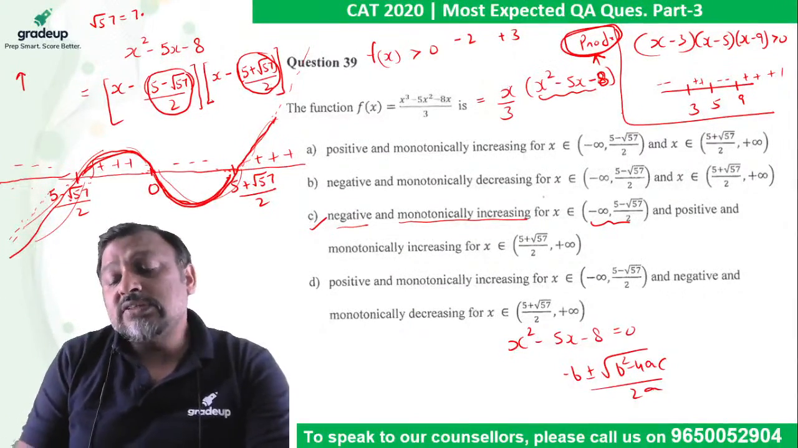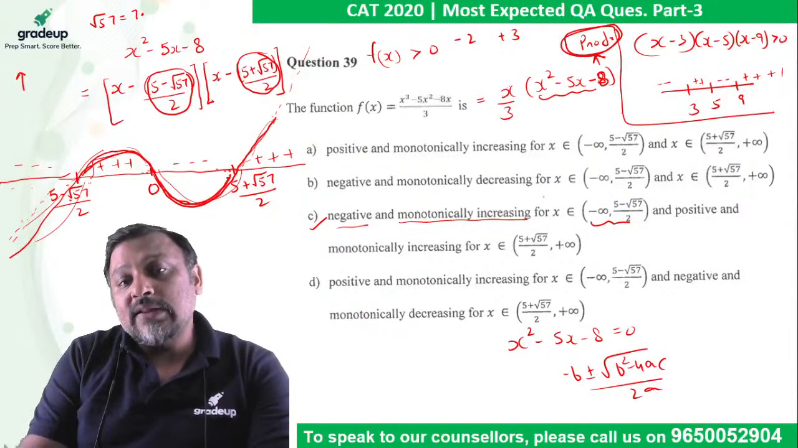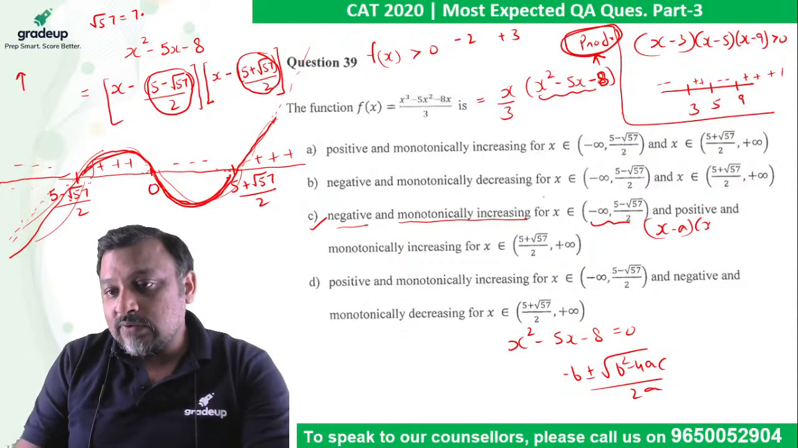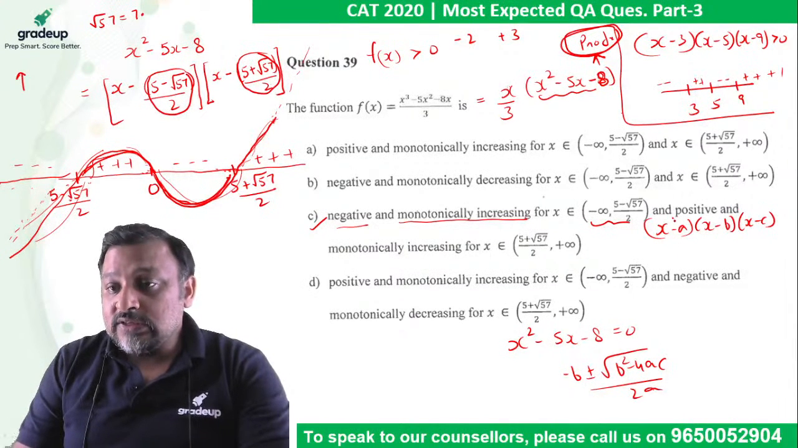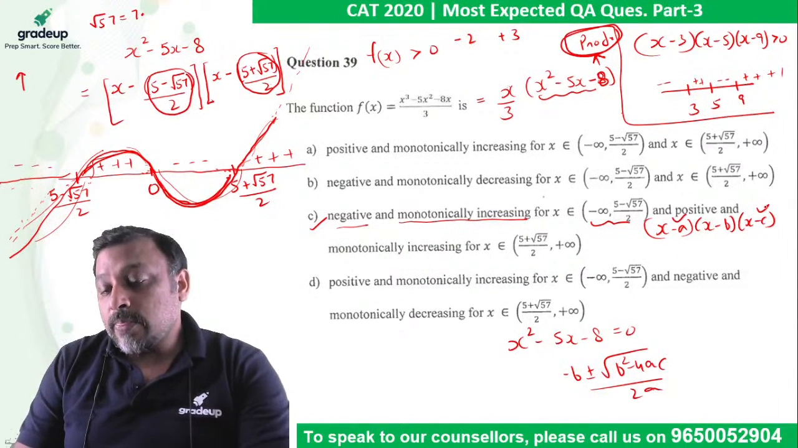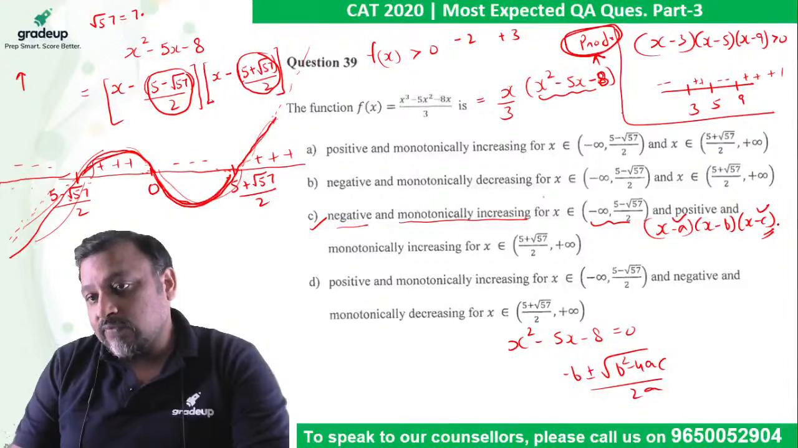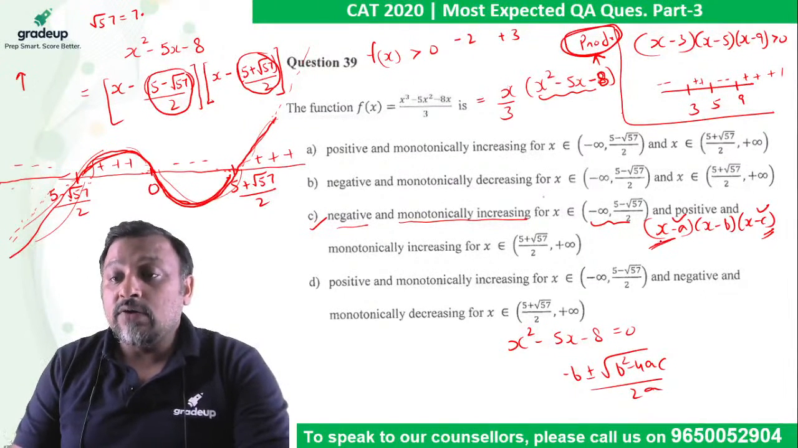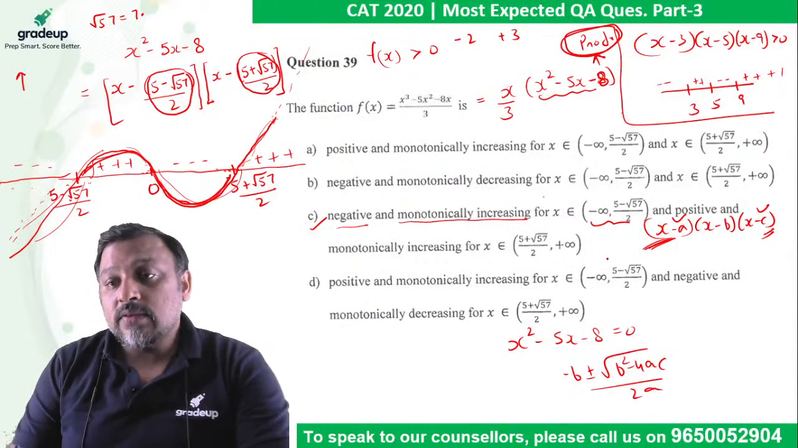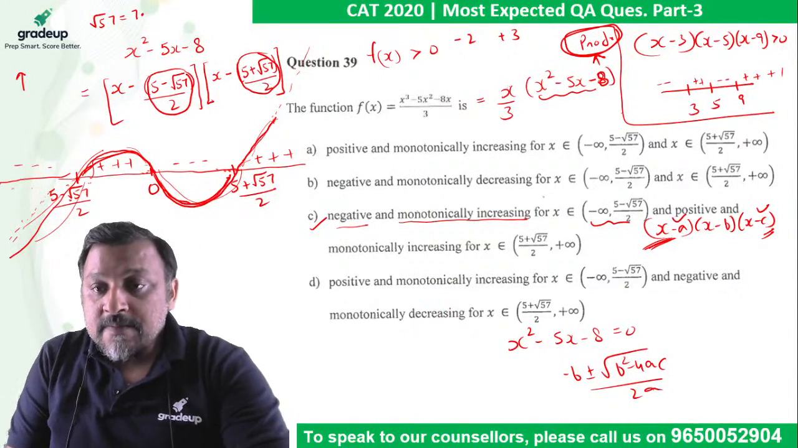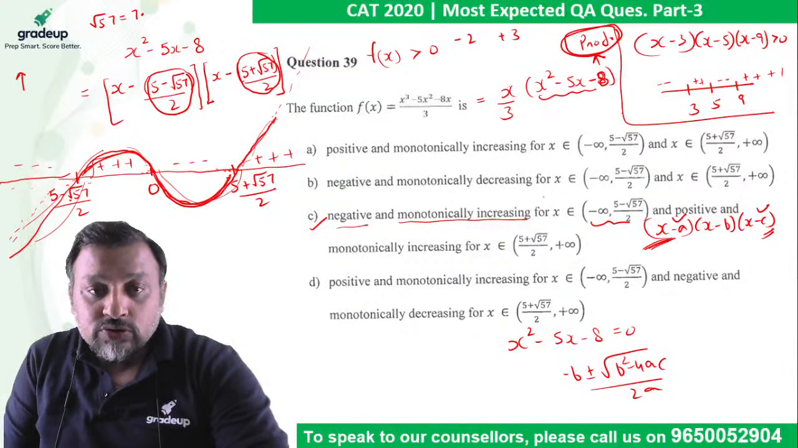This is just for the sake of explanation. Otherwise, I don't need to find the roots. I don't need to do anything whenever we have this form. If these are the two extremes, when we have an odd number of points, it is positive to the right of the right extreme and negative to the left of the left extreme. Okay, so now I'm moving to the next question.